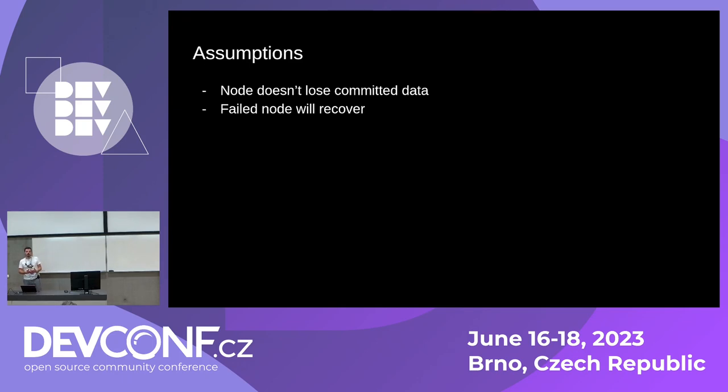So we made a replica, and now we can add an assumption or two to our piggy bank. In order to be able to build distributed transactions, we will make the assumption that the node, the server, doesn't lose the data it committed. Once you receive a confirmation of a commit, a database commit, it will never be lost. And if some node fails, it will recover eventually, maybe from a replica, but it will recover. So we will rely on these assumptions.